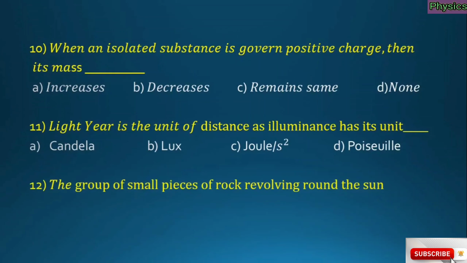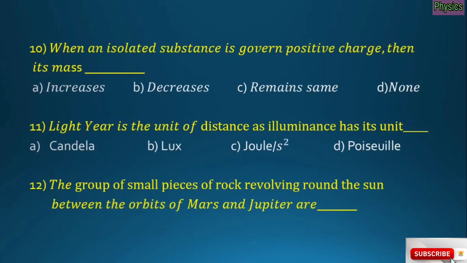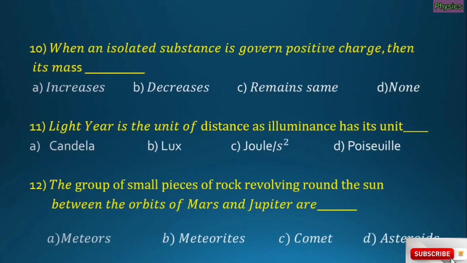The group of small pieces of rock revolving around the sun between the orbits of Mars and Jupiter are asteroids. These are called asteroids. Option D is the answer.